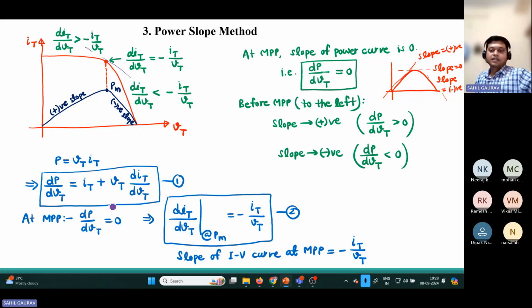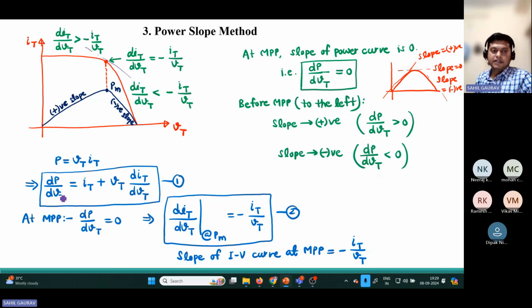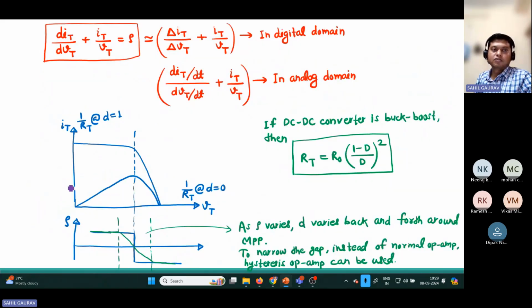So this slope is negative. It is minus I upon V, and its value is minus I upon V. So this derivative of power with respect to voltage, we got this term. Let us assume some constant rho. If you want to implement this in the digital domain, you have to take delta I upon delta V plus I upon V, and in the analog domain you can represent it like this.